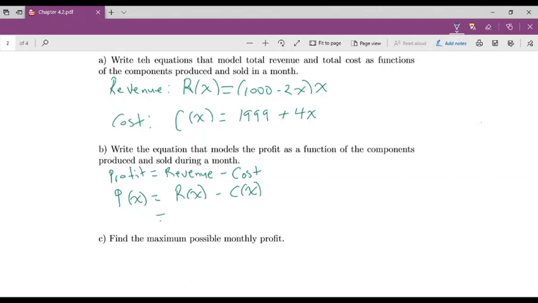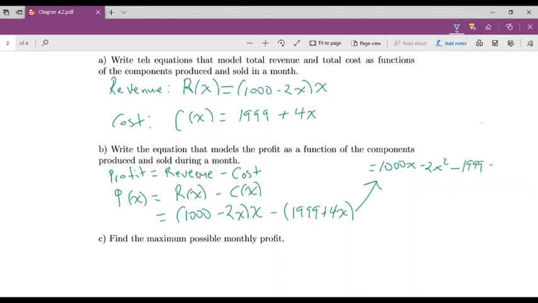It's pretty simple. So what we're going to wind up doing is 1000 minus 2 times X minus our cost function here, which is 1999 plus 4X. Okay, and we definitely have to simplify that. So I'm going to do it up here. Now that'll be 1000x minus 2x squared minus 1999 minus 4x. Okay. Oops. It's an x right there, guys.